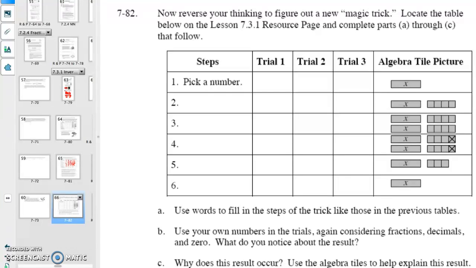The very last problem that we're going to work on is kind of the opposite, the reverse, where they give us the algebra tiles and we have to give the directions and then put in the trial. So I'm just going to start it off with you, and then I'm going to have you pause it so you can finish it. In this one, it starts with pick a number. I know that is true because it's just an x. I'm going from an x to 4, so I'm going to write add 4. Then in the next steps, I want you to try to fill it in. When you are done, I want you to do the 3 trials and then unpause this so you can check it with my work.